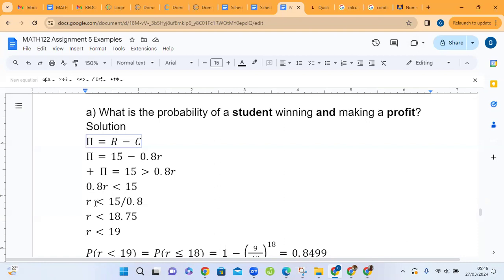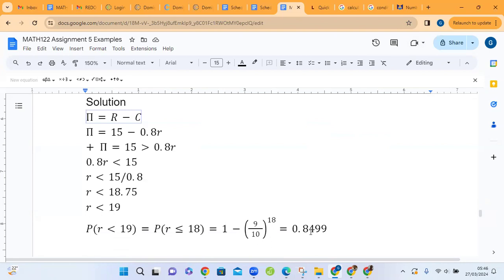And we can solve for R. R would be 15 divided by 0.8. So you want your number of trials to be less than 18.75. You want your number of trials to be less than 19. Now, number of trials, that's discrete. Less than 19 is the same as less than or equal to 18.